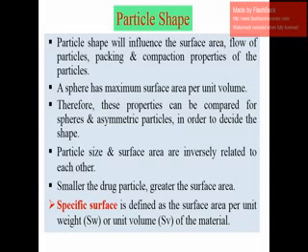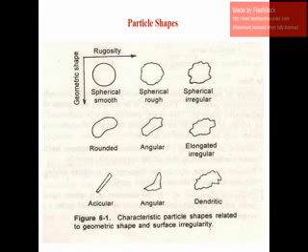Particle size and surface area are inversely related to each other. The smaller the particle size, the greater the surface area. Generally the specific surface area is defined as the surface area per unit weight or unit volume of the material. See, these are the different shapes of particles we generally get while grinding or when we are preparing the powder: spherical smooth, spherical rough, spherical irregular, elongated, angular, acicular. These are the different shapes we can find in your powder.